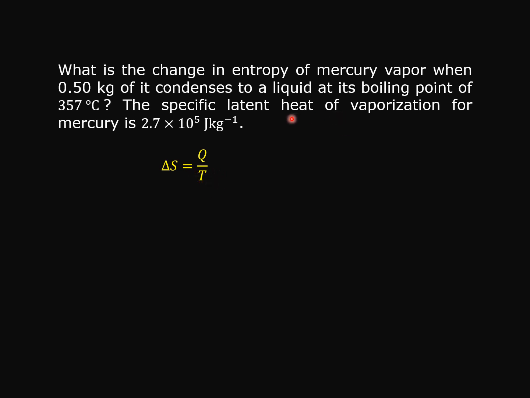Now in this case, since the process happened at the boiling point, which is a fixed temperature, that means we can use this formula to find the delta S. Because the T is constant, we can use this.